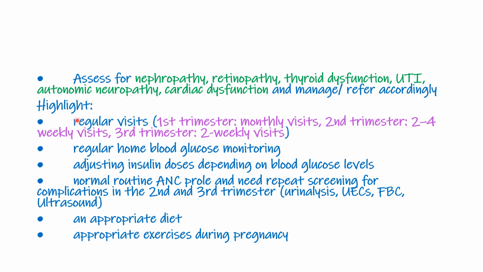And then you highlight that because this patient is a high-risk patient, you ensure that they have regular visits. That is, in the first trimester they come for a monthly visit, in the second trimester they come for visits 2 to 4 times weekly, and in the third trimester they come weekly. And then in addition to that, regular home blood glucose monitoring. You adjust insulin doses depending on the blood glucose, and then you monitor the CTG profile, and you need to repeat screening for complications in the second and third trimester using urinalysis, UEC, FBC, and ultrasound. In addition, as you said before, appropriate diet and exercise during pregnancy.